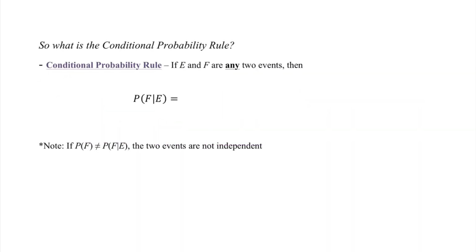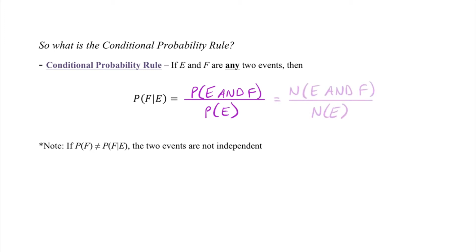And now that we've discussed a couple examples, it begs the question, what is the actual conditional probability rule, mathematically speaking? The conditional probability rule states that if E and F are any two events, then the probability of F occurring, given that E has occurred, is the probability that E and F occurs divided by the probability that E occurs. Well, if that's tough to follow, we could also think of it as the probability of F given E can be found by figuring out the number of ways that E and F can occur, or the number of outcomes that satisfy both E and F, divided by the number of ways that just E occurs.